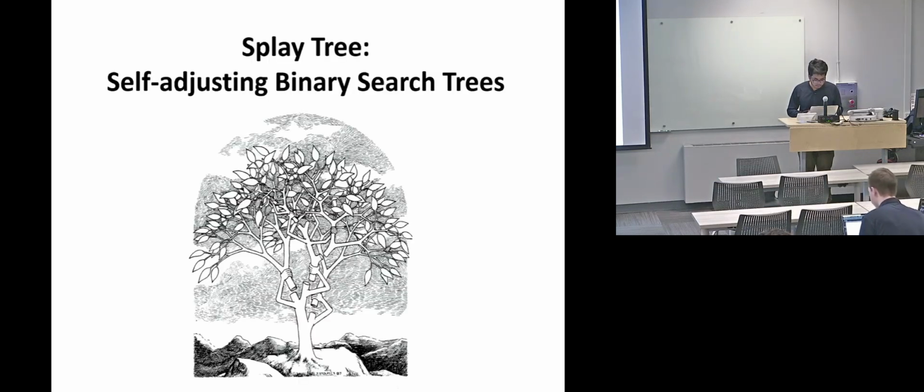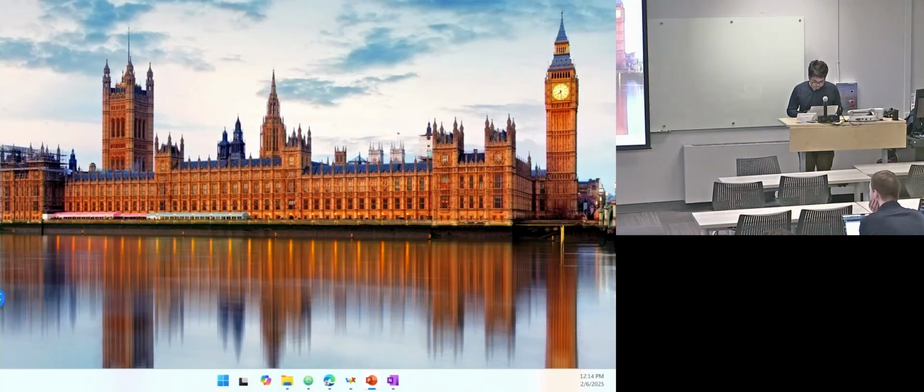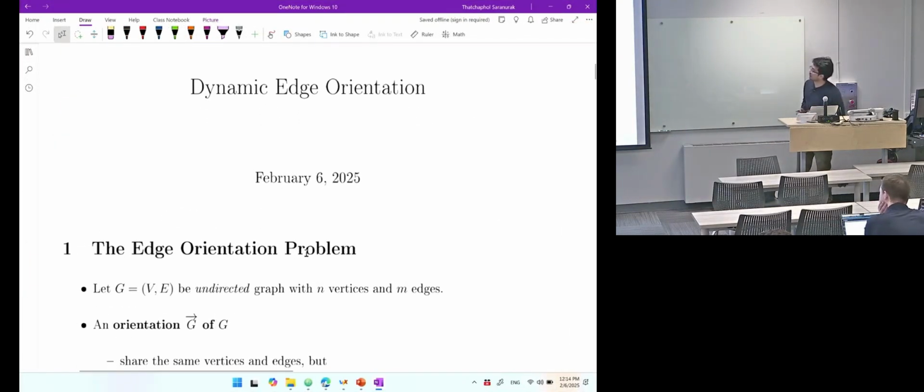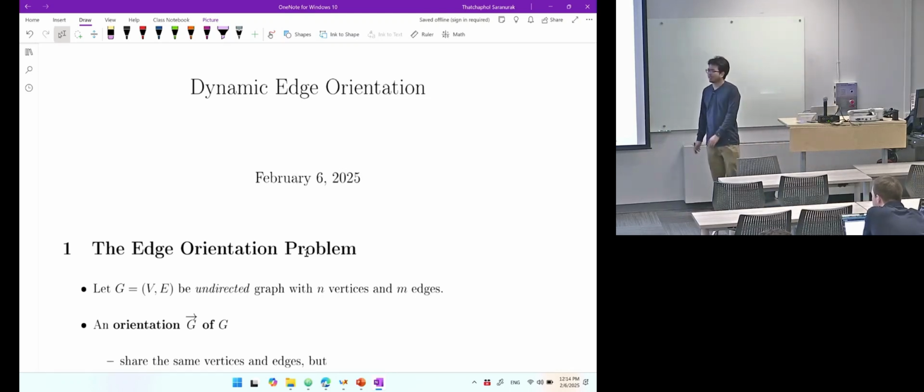I'm just gonna start with, we're gonna see two examples today, and maybe one is Splay tree, but I want to talk about another thing first. Another is dynamic edge orientation. Okay. So we're gonna look at another dynamic graph problem.